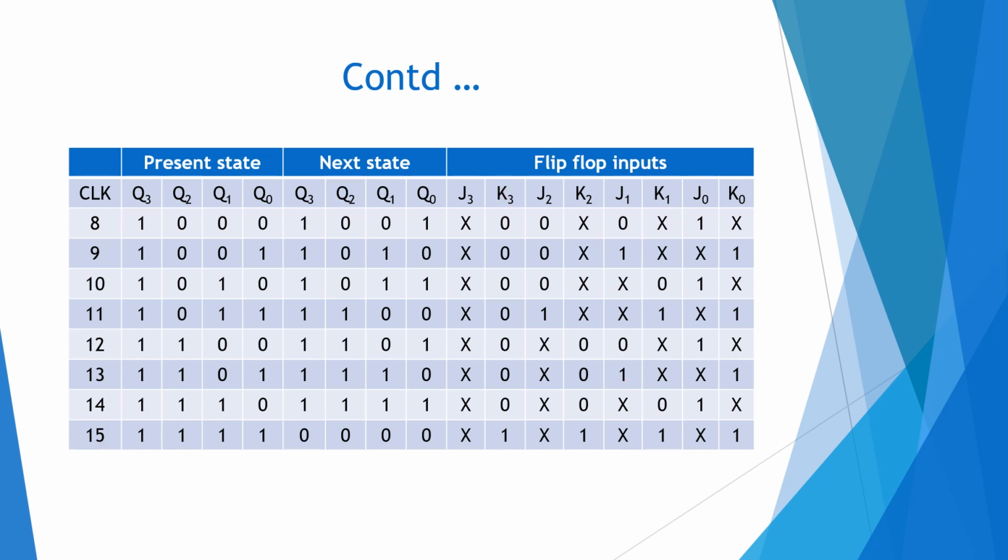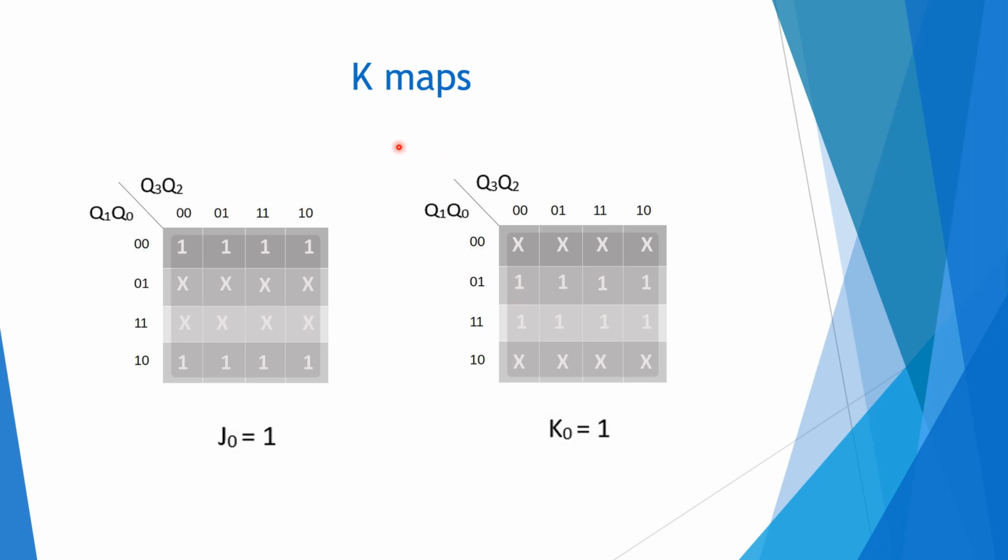Now the next step is to draw the K-map. Suppose this is the K-map for J0. We have got all 1s and some don't care conditions. So J0 will be equal to 1. Again for K0, we have got the K-map here. It is K0 equal to 1.